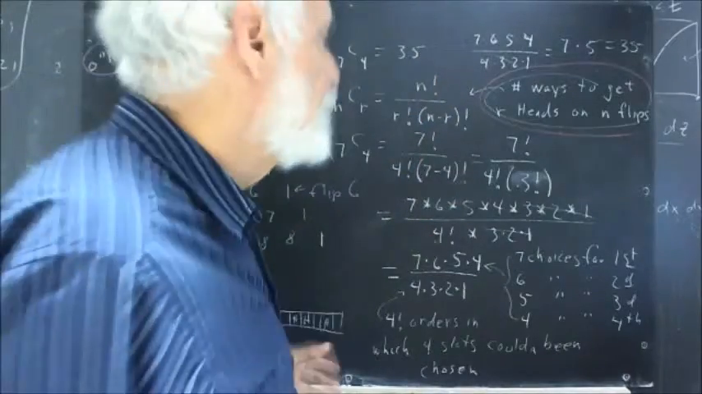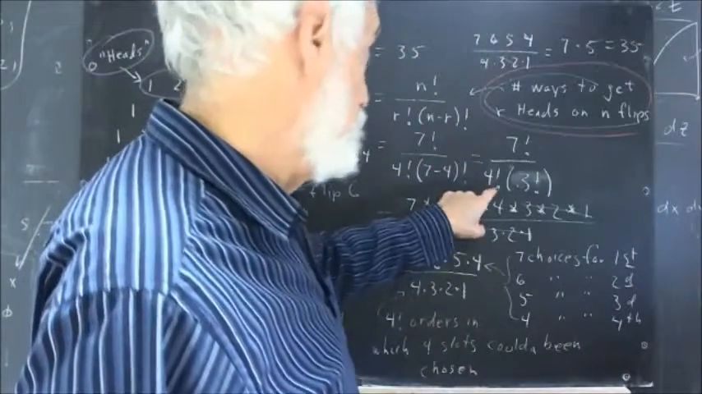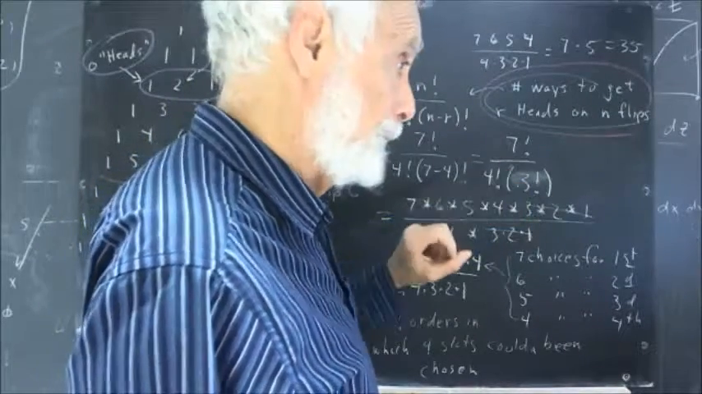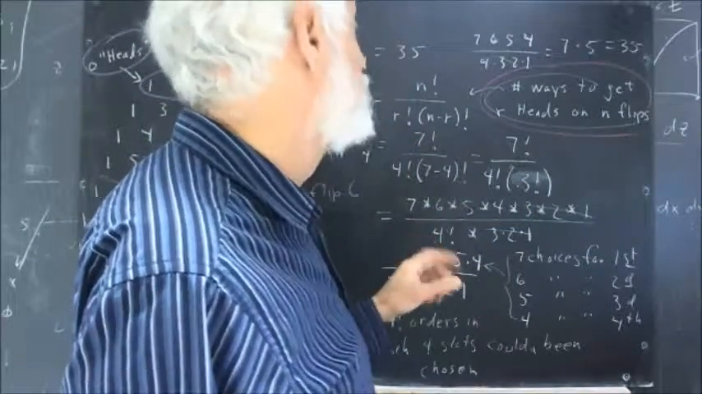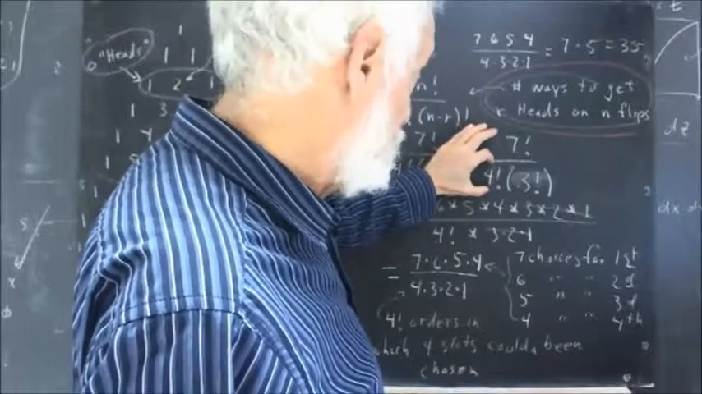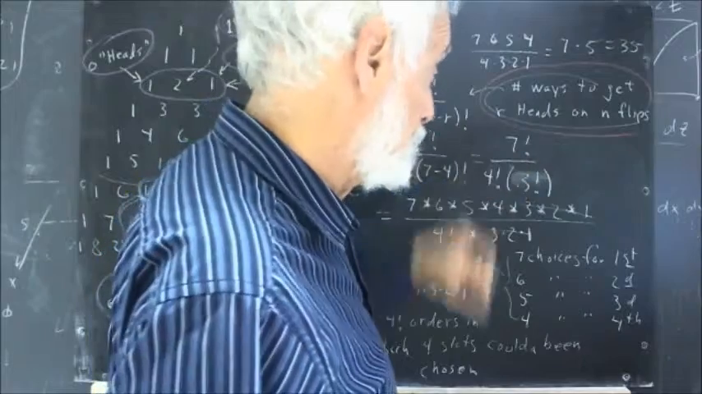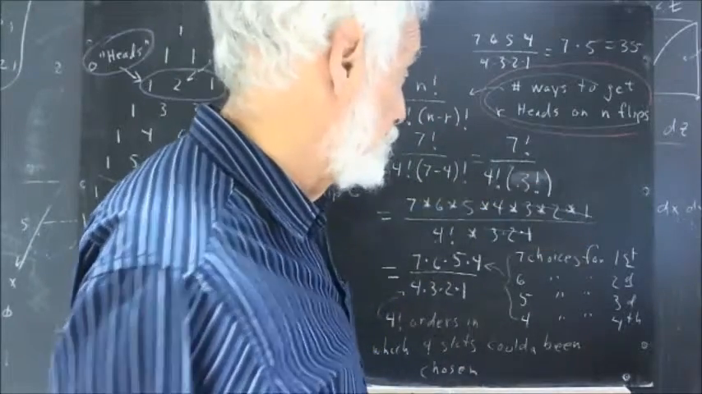Now, one thing you absolutely don't want to do is say 4 factorial times 3 factorial is equal to 12 factorial. If you want to convince yourself of that, figure out 4 factorial, figure out 3 factorial, that's going to be 24, that's going to be 6. You multiply them, you get 144.